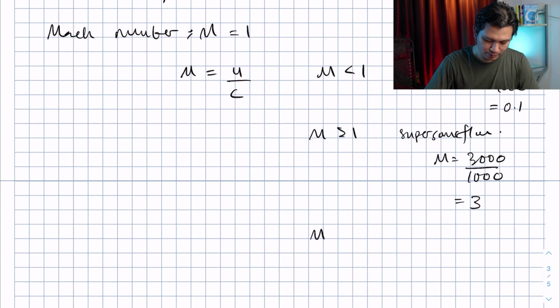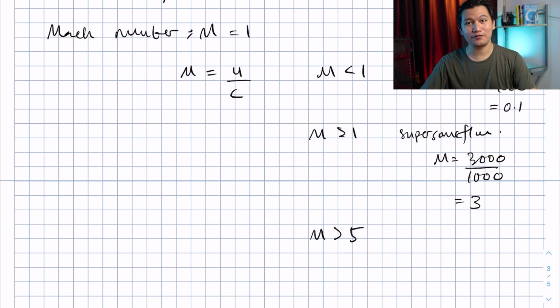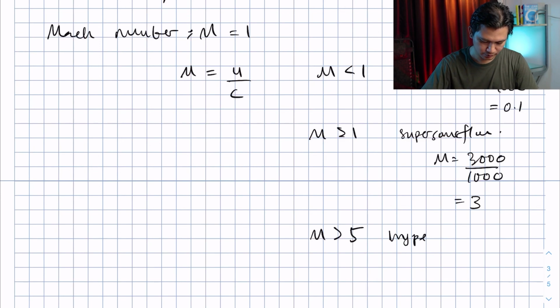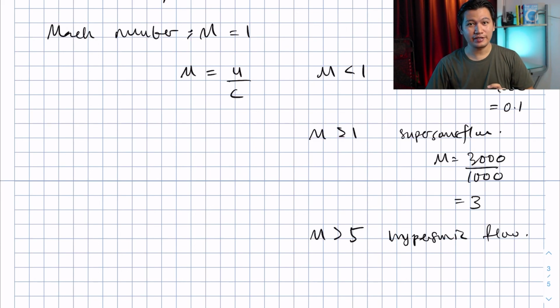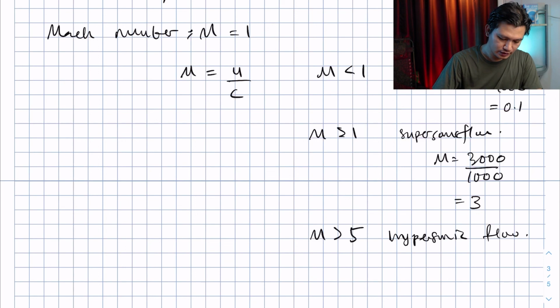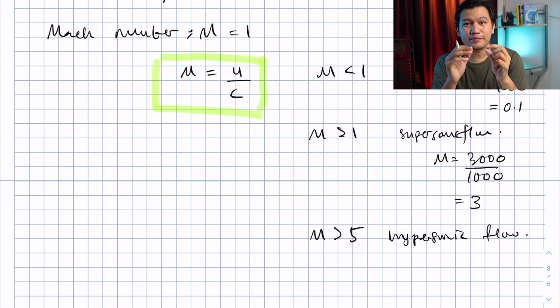But if the Mach number is high, that is greater than 5, you call this hypersonic flow. This is very rare. Maybe a high-end fighter jet has this. So that's it, guys. This is something that you need to remember. Mach number is basically the velocity of the fluid or the velocity of the body divided by the speed of sound at that time, because the speed of sound might change with temperature.